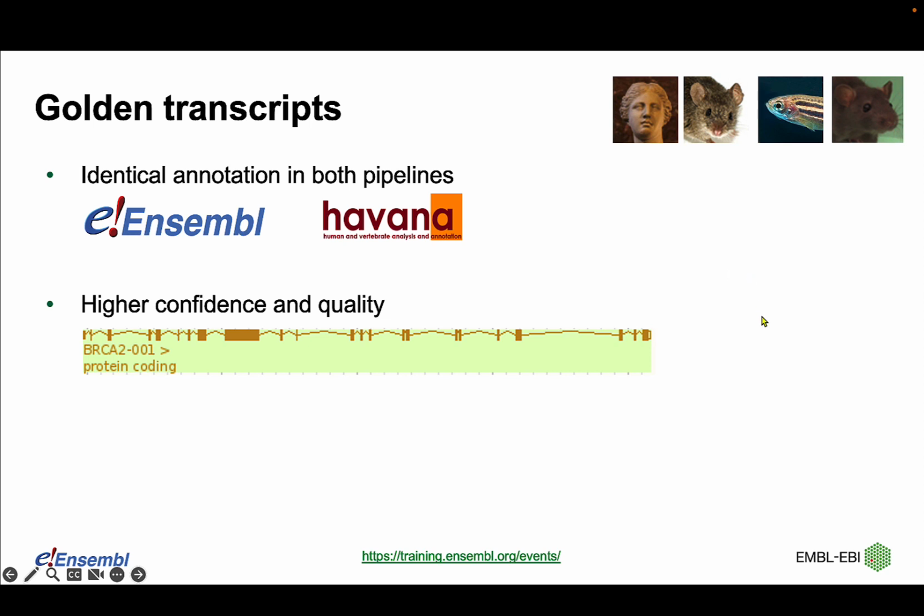There are several levels of confidence in the annotation of genes and transcripts, and we always flag the annotation confidence in Ensembl. Golden transcripts are transcripts that have been annotated identically by both the Ensembl automatic and the Havana manual annotation methods. This means that the features of the transcript were annotated identically by two independent annotation methods, meaning that there is a higher confidence in the function and the quality of the transcript.